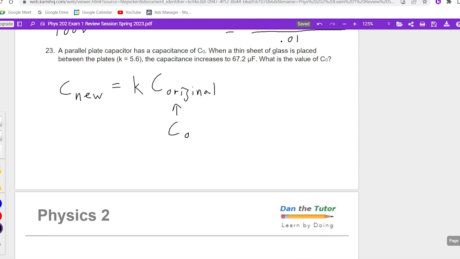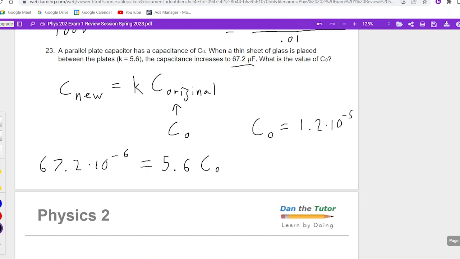We are solving for the original capacitance, which was C0. The new capacitance, they tell us, is 67.2 microfarads. So that's going to be 67.2 times 10 to the minus 6. Don't forget the 10 to the minus 6, because micro means 10 to the minus 6. That equals K, which is 5.6, times C0. All you need to do here is divide both sides by 5.6 and you'll get the original capacitance C0 of 1.2 times 10 to the minus 5th farads.